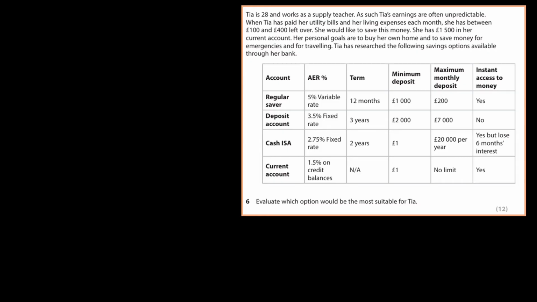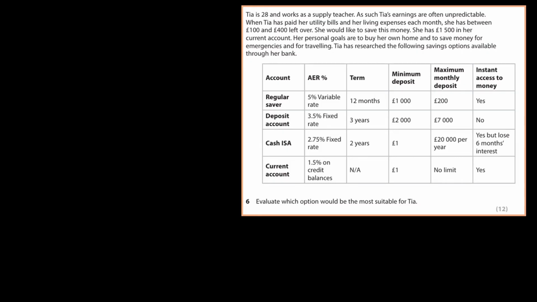And it says here at the bottom, evaluate which option would be the most suitable for Tia. So what you're expected to do here really with a 12-mark question is you've got some data to work on, and what it's really saying is tell me what the advantages and disadvantages are of each, and I'll award you 3 marks for each area.